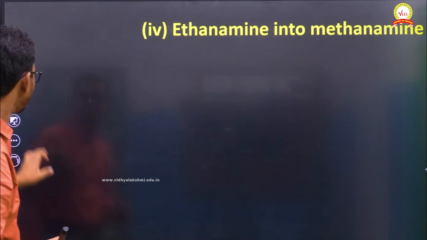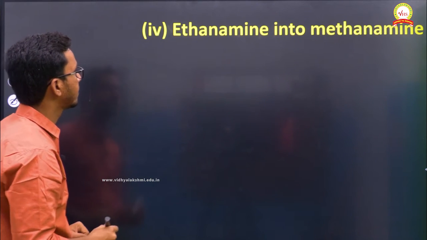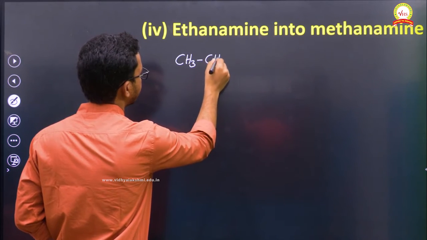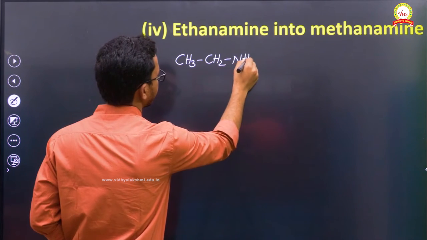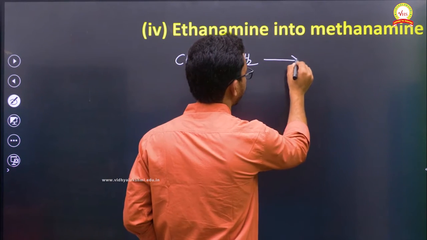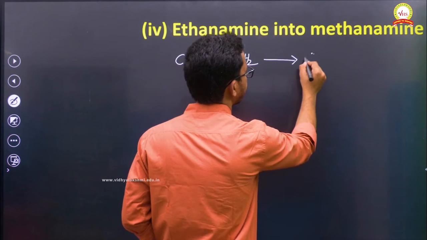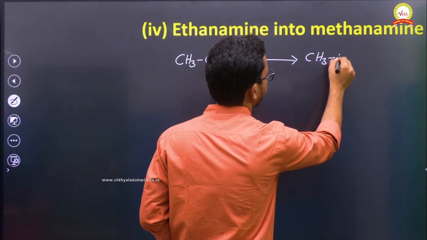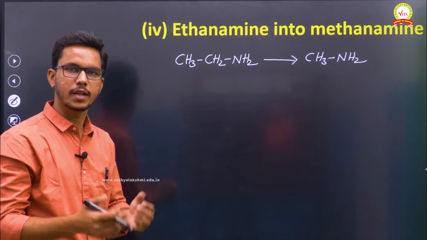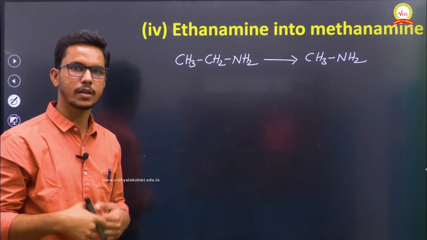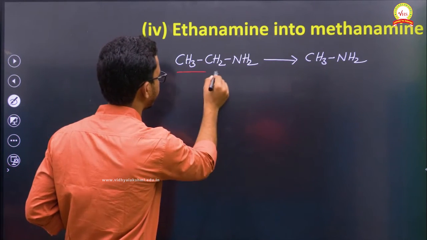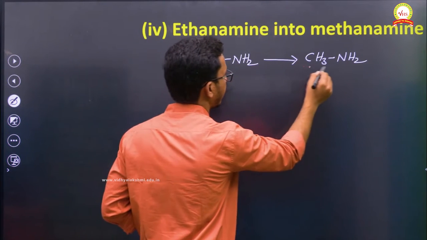What is the conversion here? Ethanamine is there, that is CH3CH2NH2. This ethanamine should be converted into methanamine, that is CH3NH2. Earlier we have seen some reactions in which one carbon decreased, and some reactions in which one carbon increased. Here also, how many carbons do we have? We have 2 carbons. These 2 carbons are turning into 1 carbon.